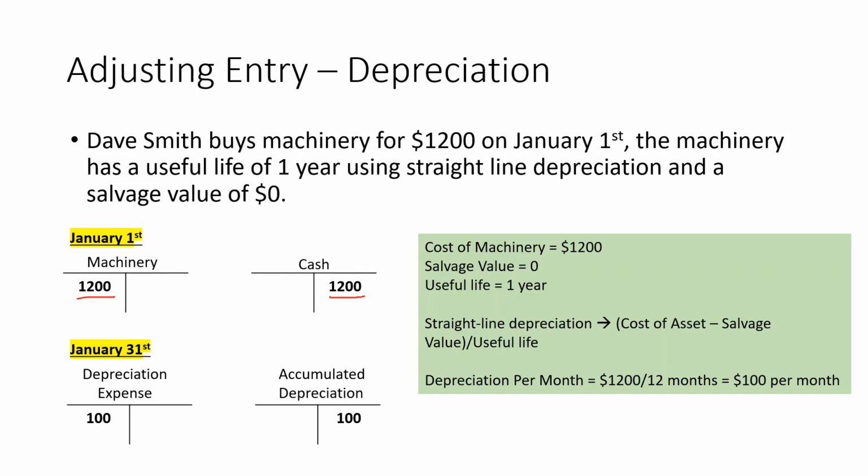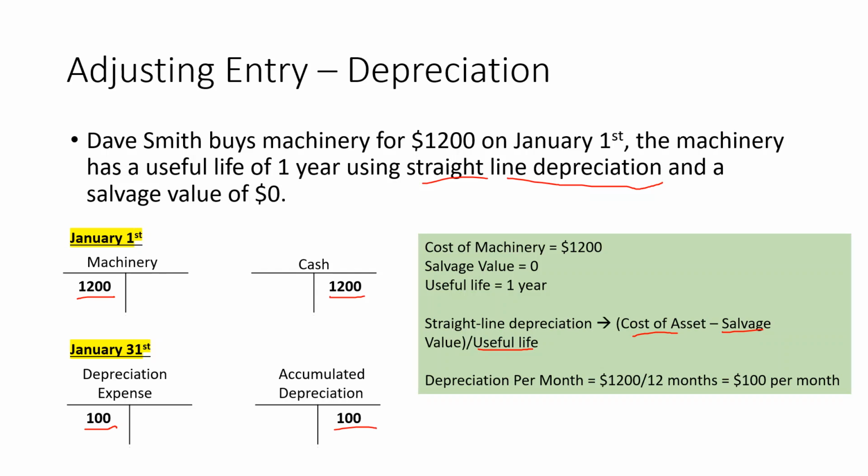Fairly simple. Now, we know that we're using straight line depreciation here. The formula for straight line depreciation is the cost of the asset minus its salvage value divided by its useful life to get depreciation per month. So depreciation per month will be $1,200 divided by 12 months, which equals $100 per month. Since our salvage value is 0, 1,200 minus 0 is going to equal 1,200. So on January 31st, we're going to have depreciation expense of $100 on this machinery because the machinery is worth $100 less now. And we're going to credit accumulated depreciation for $100.